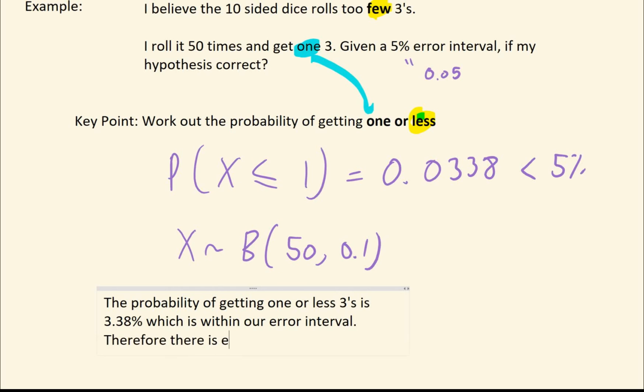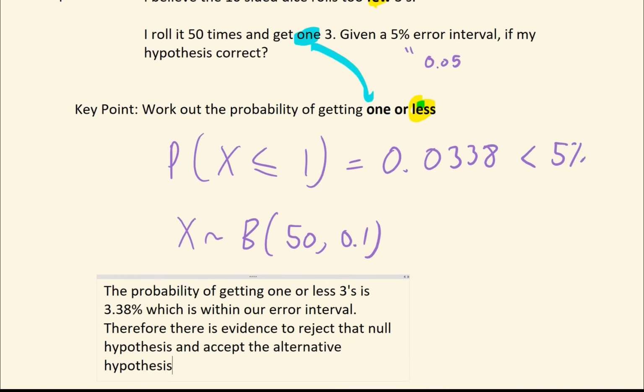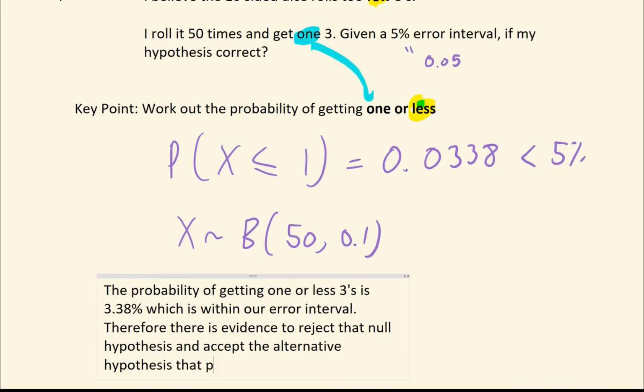Therefore, there is evidence to reject the null hypothesis and accept the alternative hypothesis that P is indeed less than 0.1, so we're getting less than what you'd expect. Again, you always need that kind of sentence.